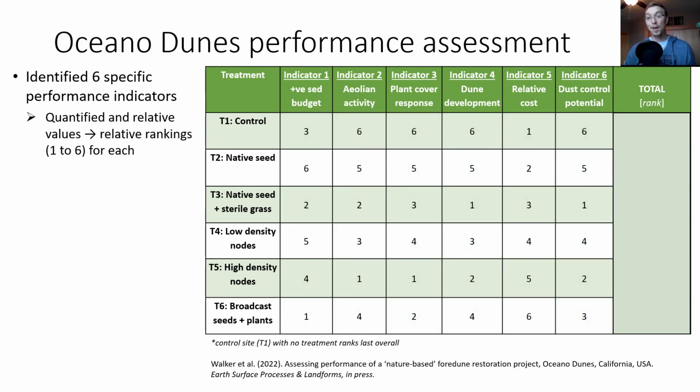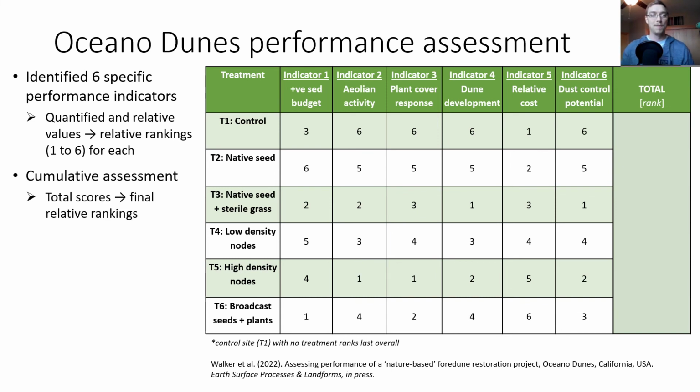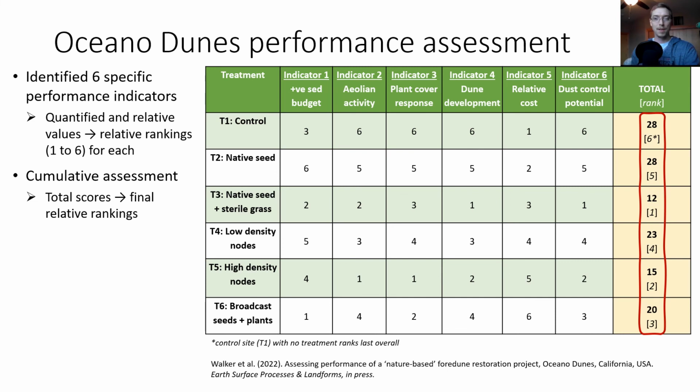These are just the values that we came up with. There were 6 different plots, so they're ranked 1 through 6, where, think of it like golf, you want the low score. So we had total scores and final relative rankings that you can see here. We can see T3, our native seed and sterile grass, was the best performer, followed by T5, the high density planting nodes, as our next best performer.